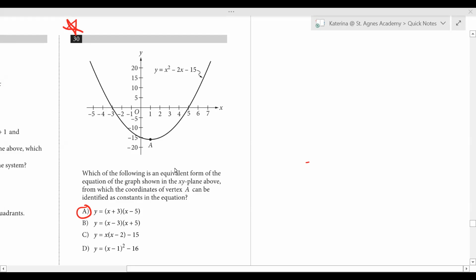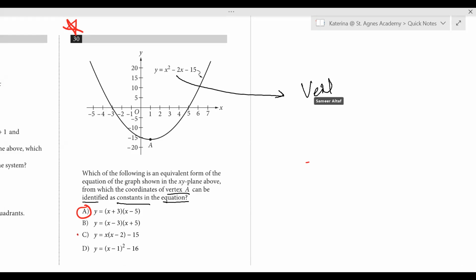Okay, so we're having a parabola here. We're having the standard equation also given there. And we are told, okay, let's see what's the question. Which of the following is an equivalent form of the equation of the graph shown in the xy plane above, from which the coordinates of vertex A can be identified as constants in the equation? That means you have to convert this equation into the vertex form.